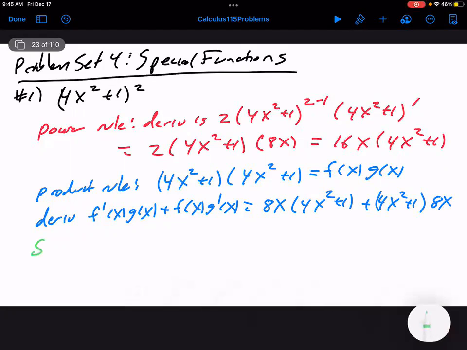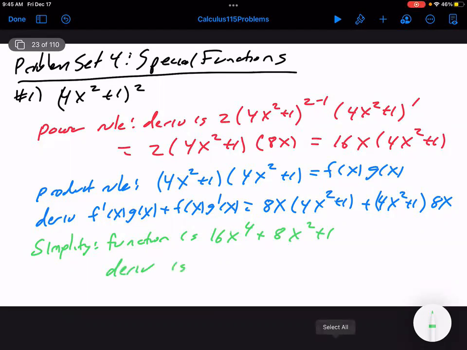And another way is to simplify. We could just multiply everything out. Our function is 16x to the 4th plus 8x squared plus 1. So the derivative is going to be 16 times 4, which is 64x cubed, plus 16x. And if we factor, we see 16x divides everything, and we'll be left with 4x squared plus 1. Not surprisingly, all the different approaches give the same answer, but sometimes one way is a better way of doing algebra than another.